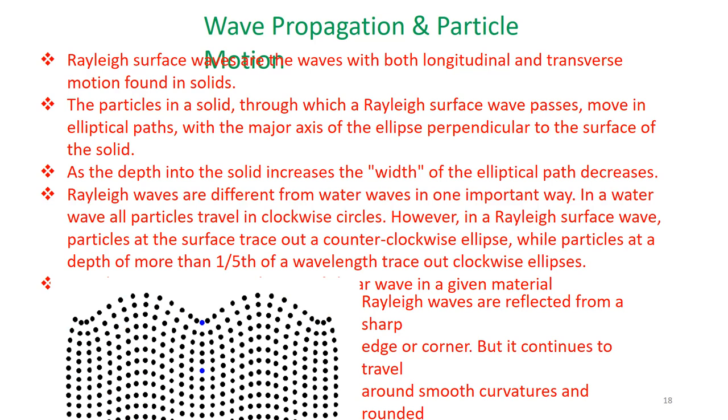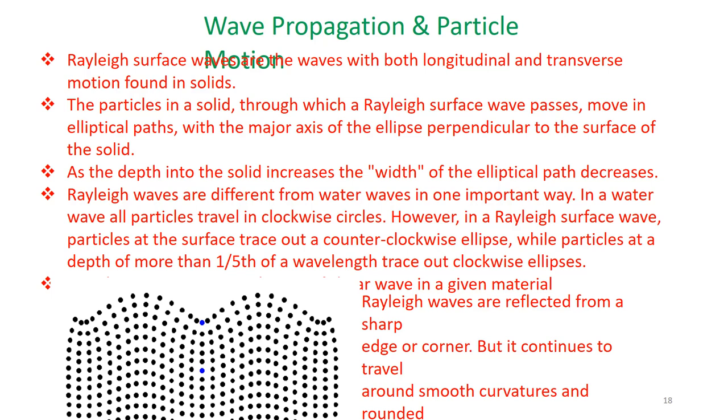Rayleigh waves are different from water waves in one important way. In water waves, all the particles travel in clockwise circles. However, in a Rayleigh surface wave, particles at the surface trace out a counterclockwise ellipse. So that is the difference between these two, water waves and Rayleigh waves. We are not dealing much with water waves; we are dealing with Rayleigh waves. Particles at a depth of more than one fifth of the wavelength trace out a clockwise ellipse.